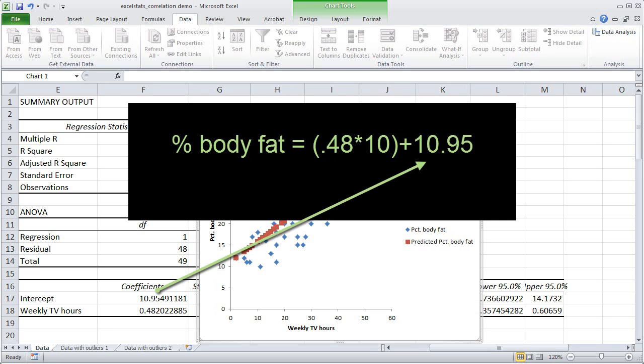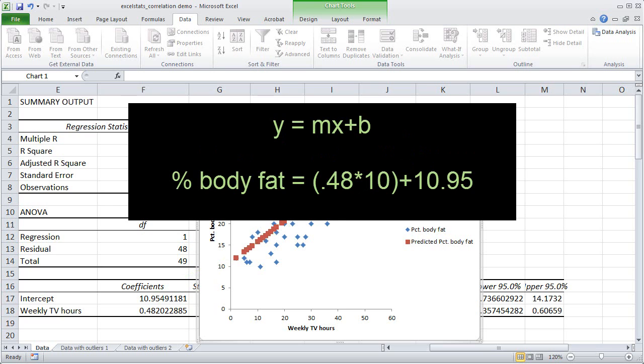If you think back to high school, you might remember this formula, y equals mx plus b. It's the formula for a line. You probably encountered this in algebra class. That's exactly what we're doing here. Y is the value on the y or vertical axis, in this case the percentage of body fat. M is what you probably learned is the slope. That's the coefficient here for weekly TV hours, the 0.48. X is the value on the x or horizontal axis, in this case the number of hours spent watching television. And B is the intercept, the point at which the trend line crosses the y or vertical axis.